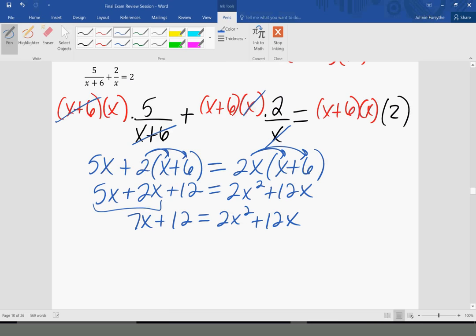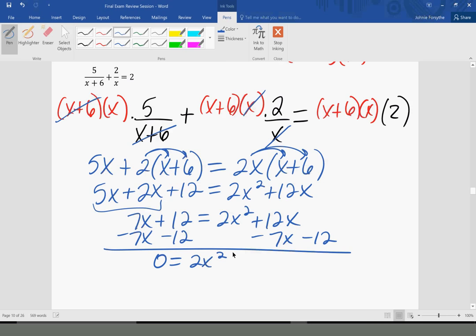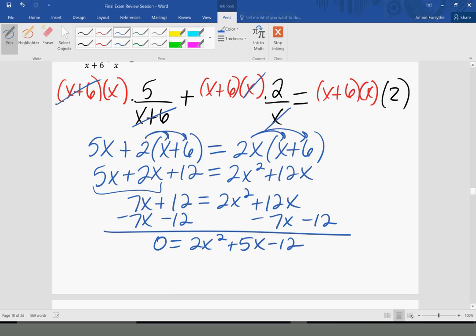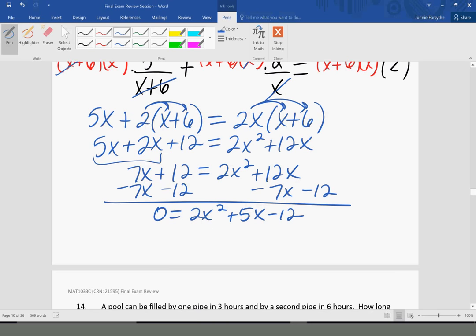Okay, so we're going to start to solve this. So we need to set it equal to 0, and I'm going to have a quadratic. So I want the leading coefficient to be positive, so I'm going to keep that 2x squared on that side and move the 7x and the 12. So I have 0 equals 2x squared. 12x minus 7x is 5x. Then bring down that minus 12. So now I need to factor this trinomial. So the way that I like to factor trinomials, I like to use the AC method.